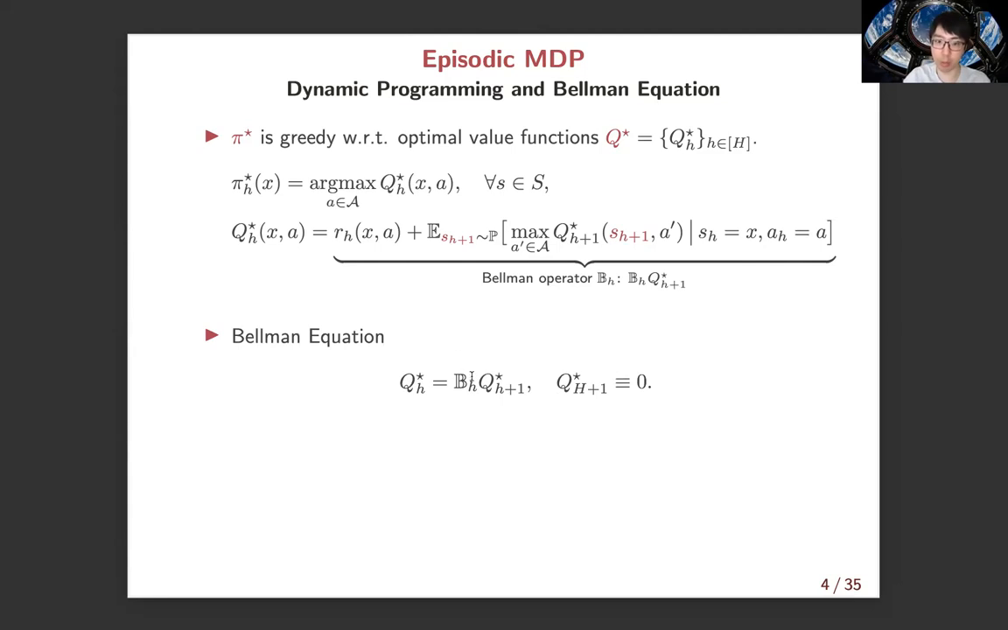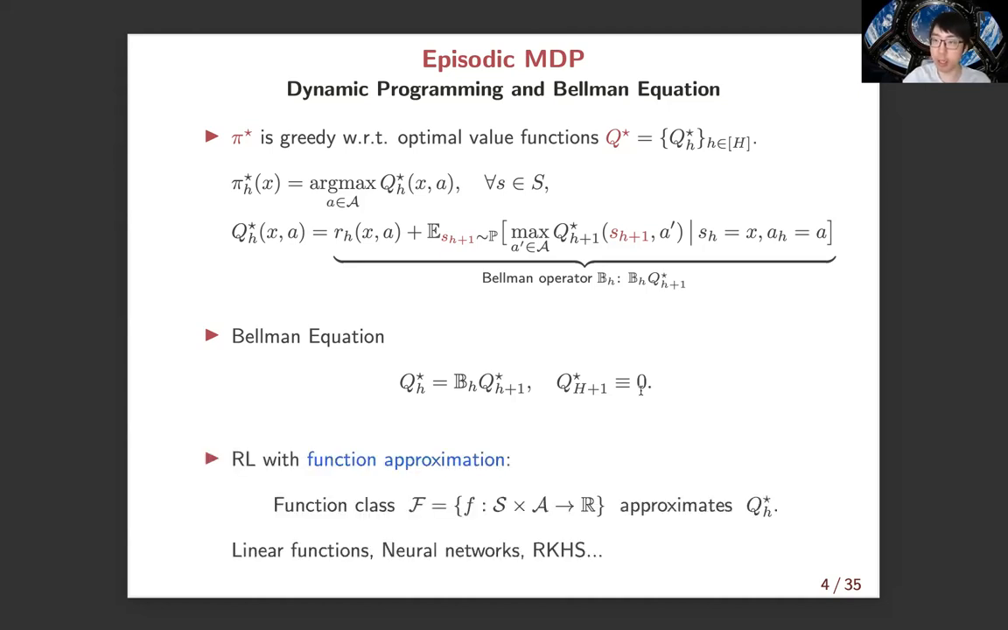So at each time, we optimize the action over the Q star H plus 1, which is the optimum Q function of the next step. And doing this recursively, we would obtain all those Q star functions for each step. And also we can obtain the corresponding optimum policy by taking the greedy policies. And we'll focus on the function approximation setting where we're using a rich function class like linear functions, neural networks, and reproducing kernel Hilbert space to approximate this Q star function.